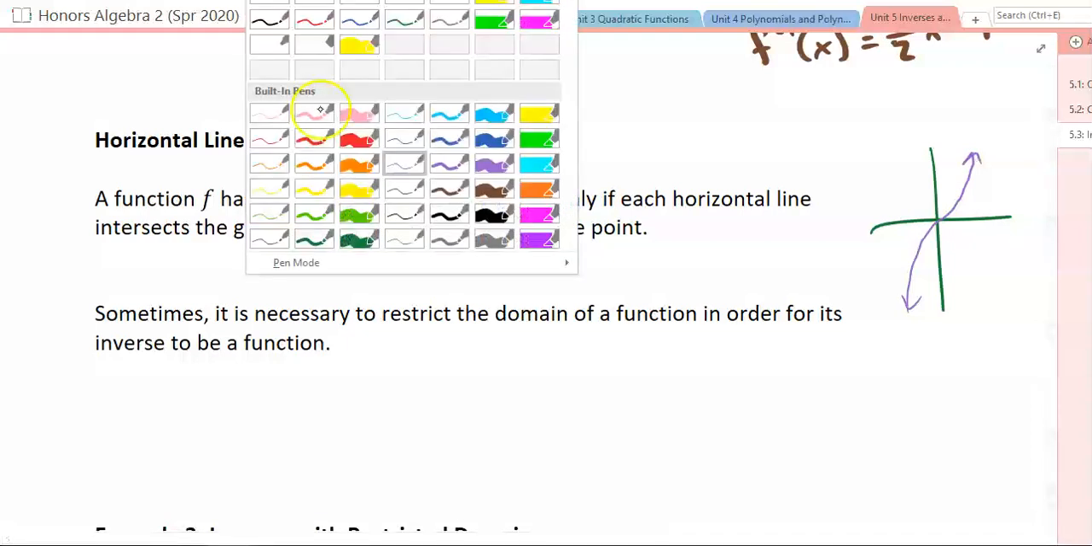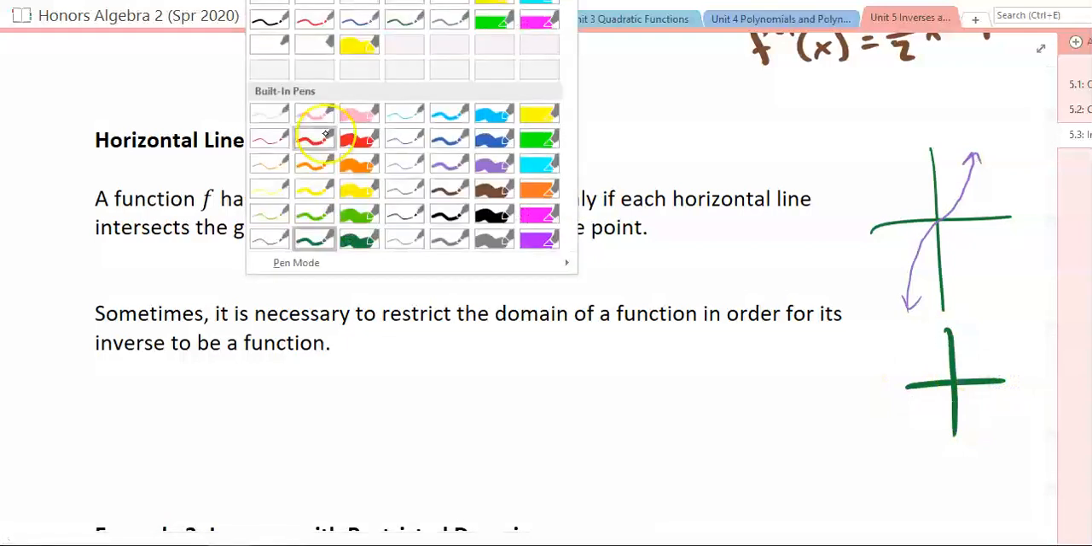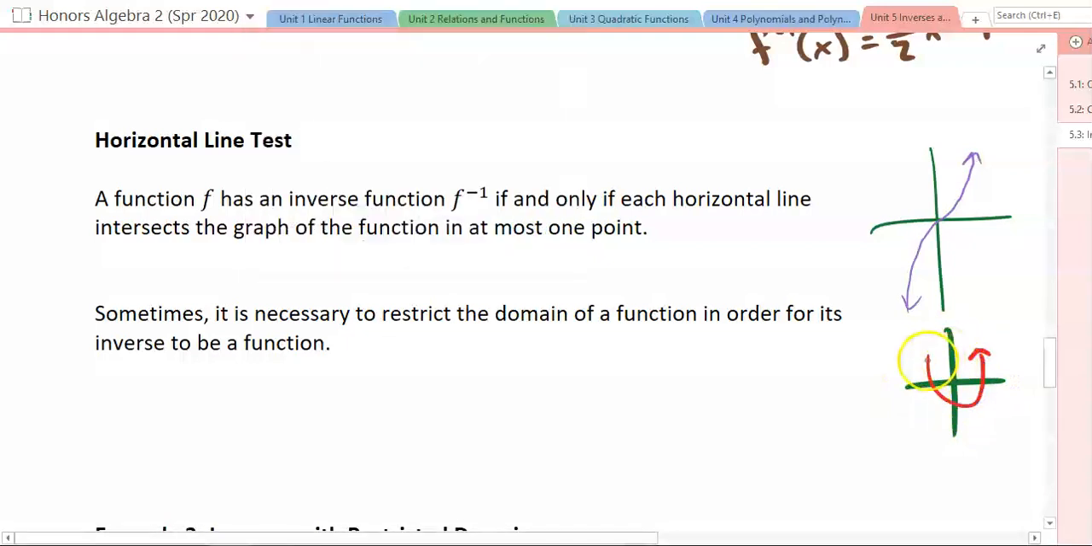But if I were to draw a graph, let's say I draw a parabola in the coordinate plane like this. This is a function, right? Because it would pass the vertical line test. But would its inverse be a function?